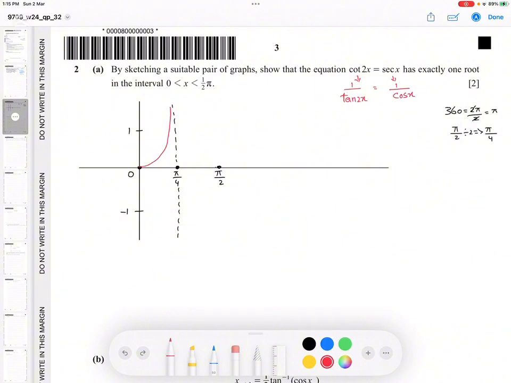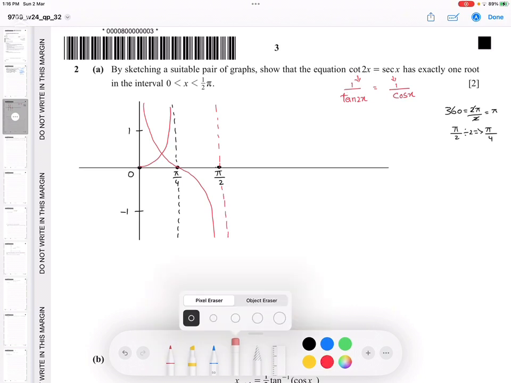So if this is a tan of 2x, so how would 1 over tan of 2x be? So you draw in this, you just reciprocate it. So this is your reciprocation. So you can erase this first.